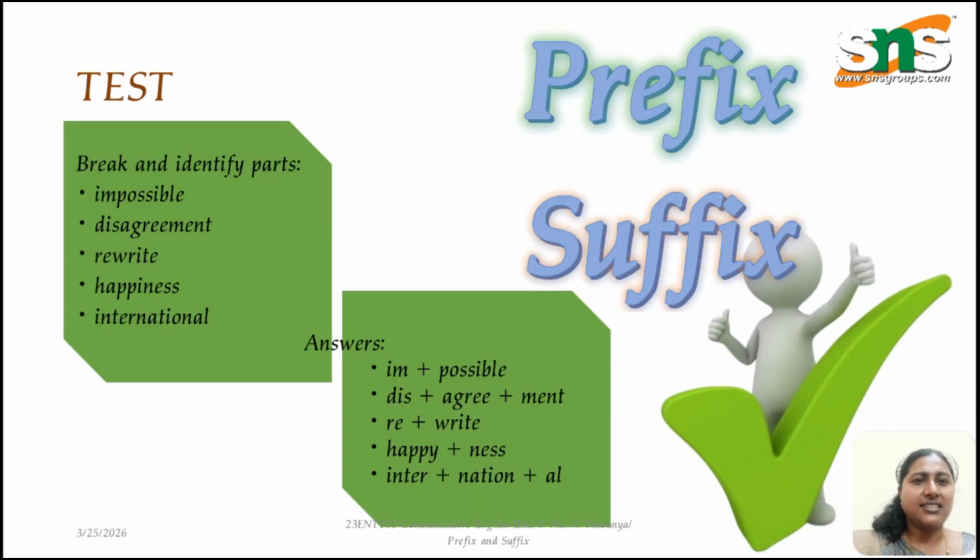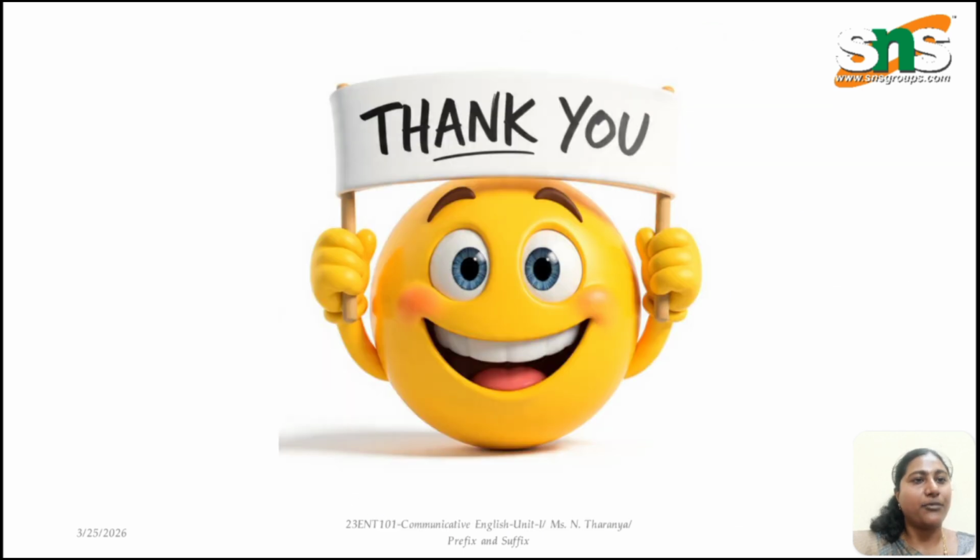So for the test, we have to break and identify the parts. Impossible, that is im plus possible. Disagreement, that is dis plus agree plus ment. So this is how we use prefixes and suffixes.